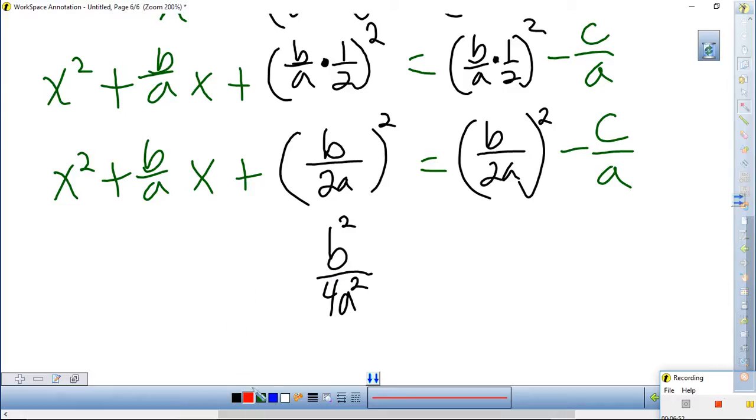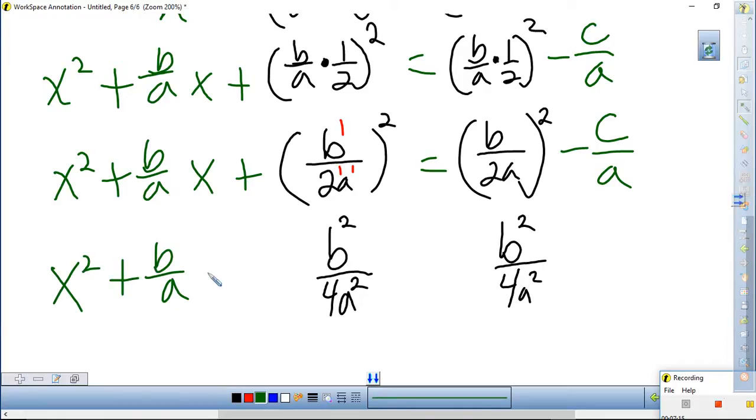For those of you that don't see it, think back to the beginning of the school year, the second week. Yes? Okay? And that's how we get this. So, b squared over 4a squared. I bring everything else down. x squared plus b over a x plus that equal to that minus c over a. So we already simplified as much as we could.